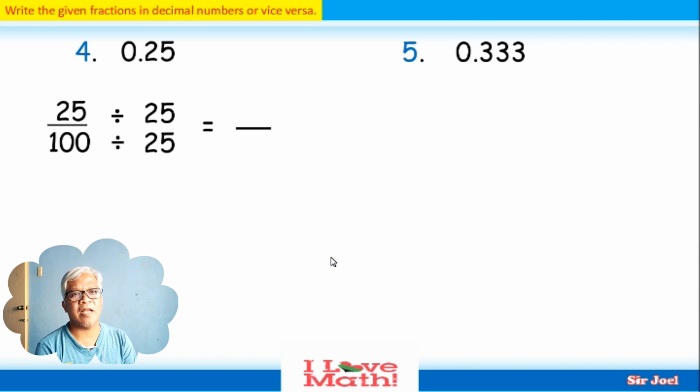Ibig sabihin, pag binasa natin ito, it is 333 thousandths. Okay? Well, swerte tayo o swerte kayo kasi nagkataon na ang 333 and 1,000 ay walang common divisor kundi 1 lamang. Ibig sabihin, 333 over 1,000 is the correct answer dito sa problem number 5.